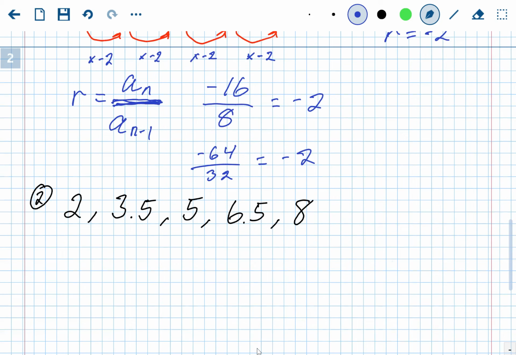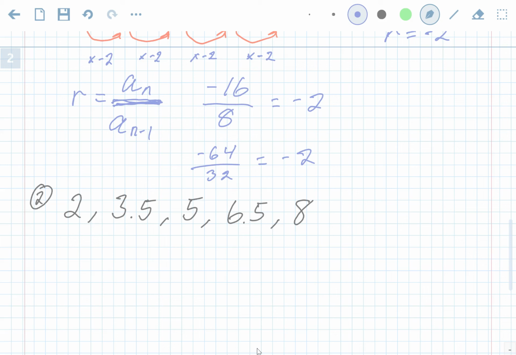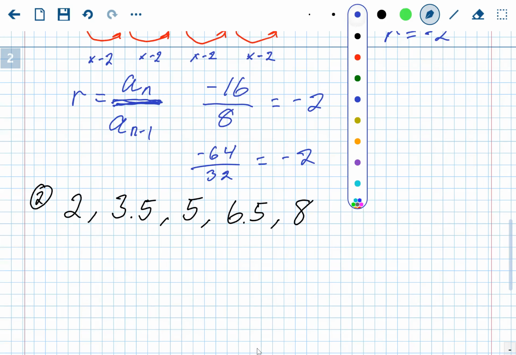All right, the second sequence, we got 2, 3.5, 5, 6.5, 8. You could do something similar. We're trying to find, again, if it's arithmetic, if we're adding a number to get to the next term, if it's geometric, if we're multiplying a number, or if it's neither. So you could do a similar process to find R and D.